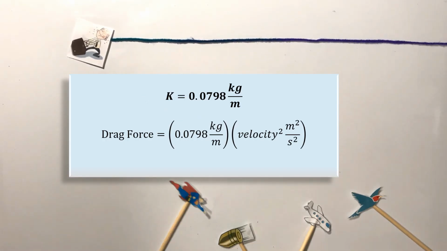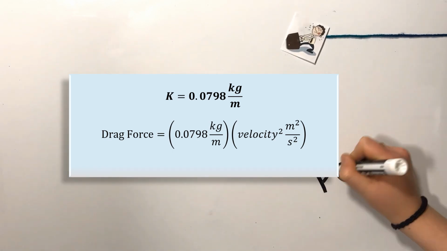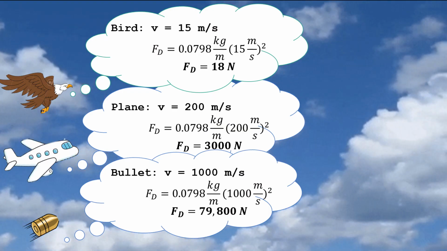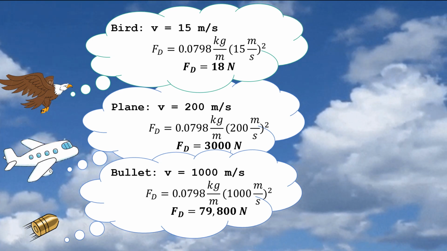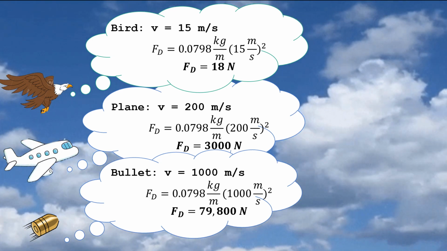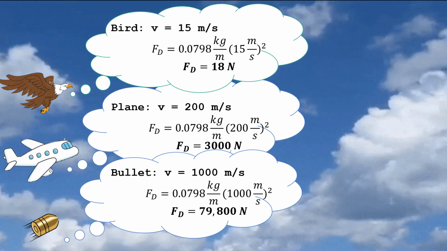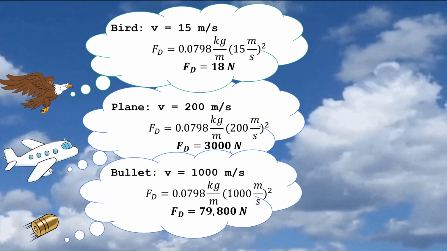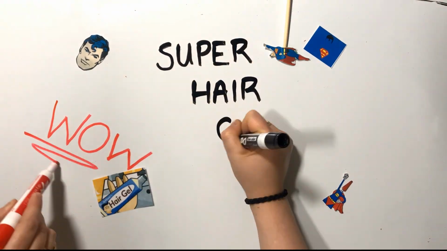Once we have k, we can simply insert values for airspeed, v, into the equation and solve for the drag force that the hair would experience at that flight speed. If Superman flew at the speed of a bird, his hair would experience a drag force of about 18 newtons. At the speed of a plane, his hair would experience a 3,000 newton drag force. And finally, if he flies at the speed of a bullet, Superman's hair will experience a drag force close to 80,000 newtons. Must be some super hair gel.